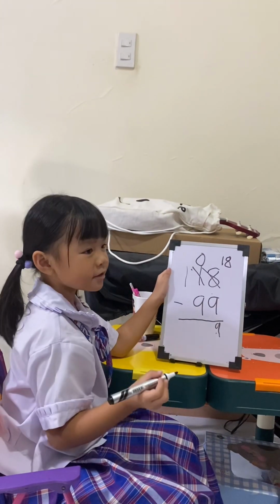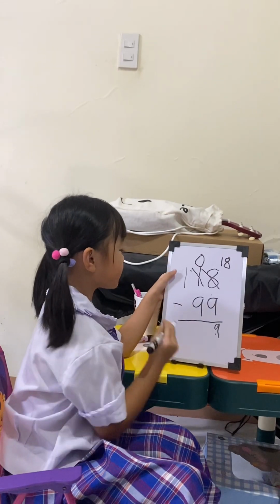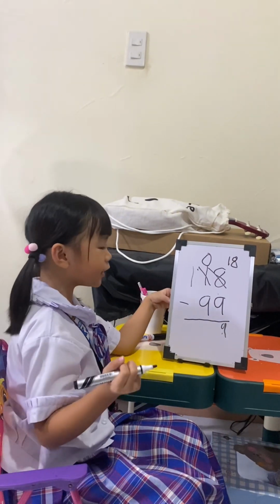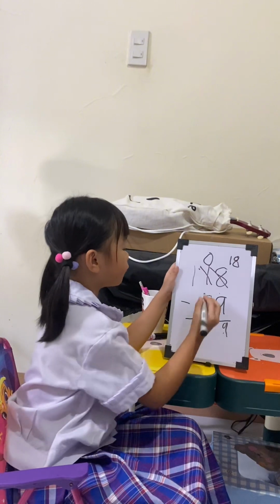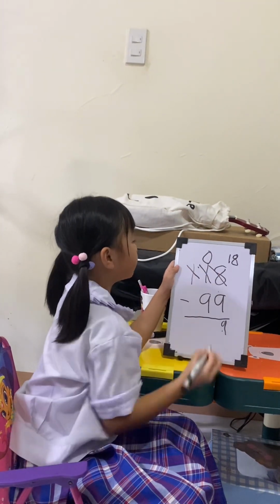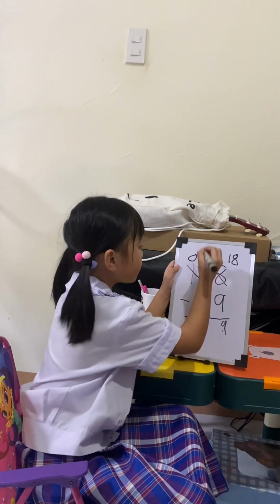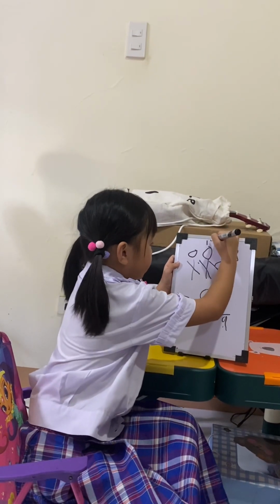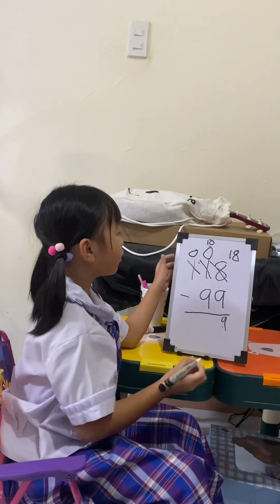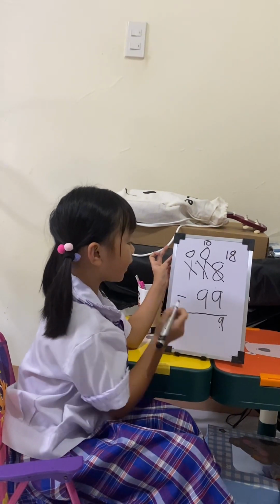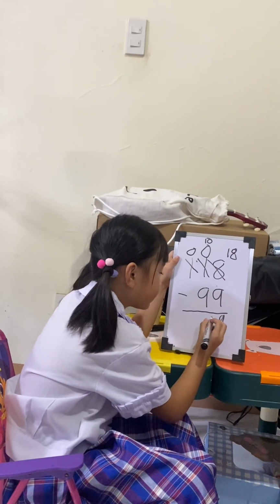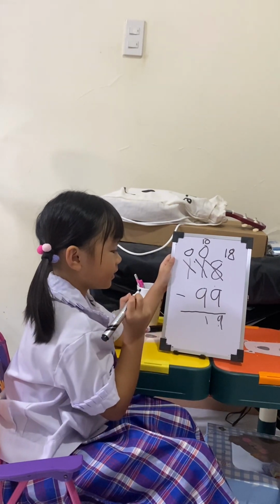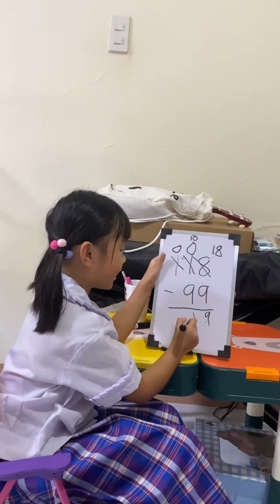So let's proceed to the tens position. That is 0 minus 9. Since 0 is smaller than 9, we need to borrow 1 from hundreds. So 1 will become 0 and 0 will become 10. So 10 minus 9 is 1. And 0 minus 0 is 0. So the answer is 19.